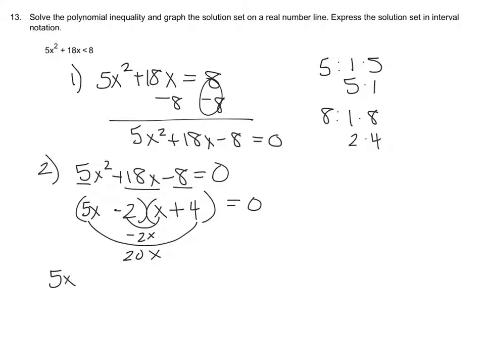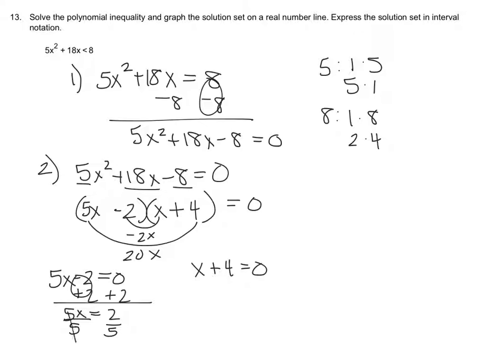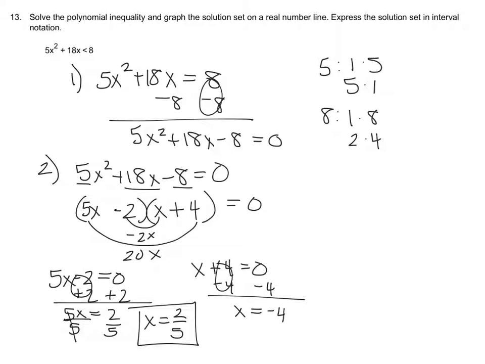Now we're going to set each factor equal to 0 and solve for x. For the first factor, we'll add 2 to both sides, and we get 5x equals 2. Next, we'll divide both sides by 5, and x equals 2/5. With the second factor, we'll subtract 4 on both sides, and we have x equals negative 4. These are called our boundary points of the inequality.